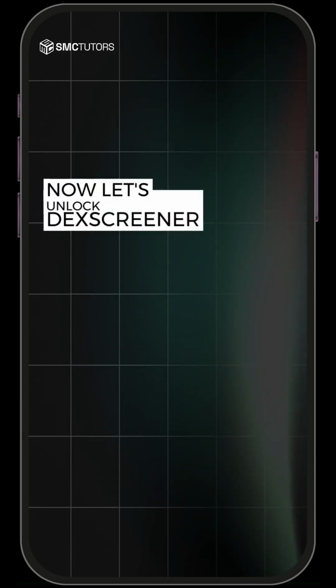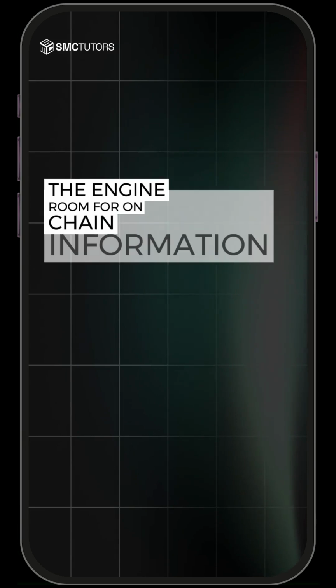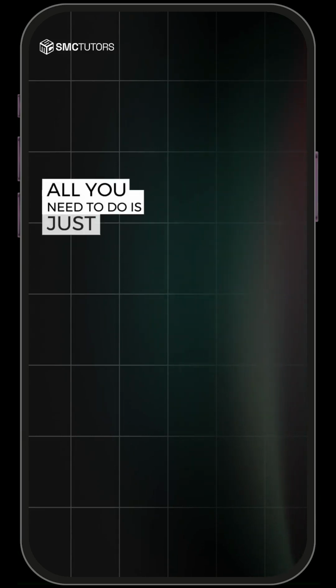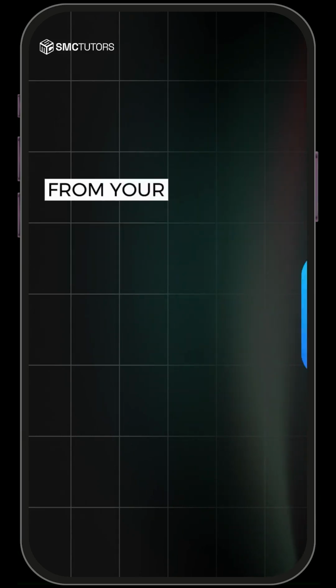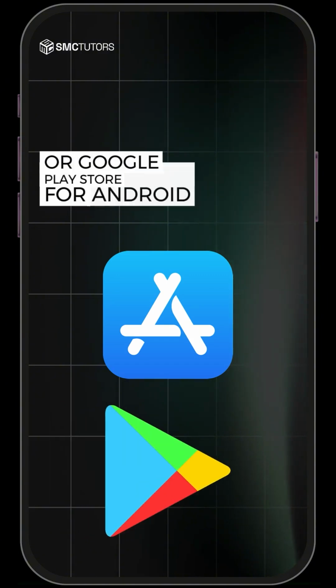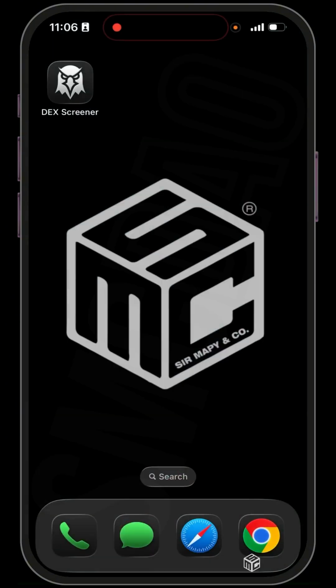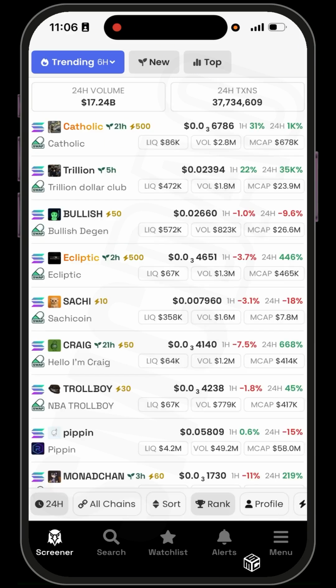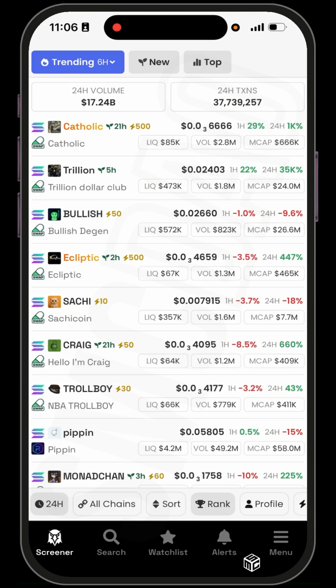Now let's unlock Dex Screener, the engine room for on-chain information. All you need to do is just download Dex Screener from your App Store or Google Play Store for Android users. I have my Dex Screener here. I just click on it, and it takes me up to its page. You could also visit their website, which is dexscreener.com, or you use the application, which I love, literally.